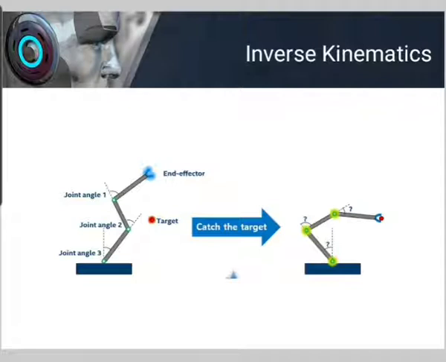Inverse kinematics. In computer animation and robotics, inverse kinematics is the mathematical process of calculating the variable joint parameters which are needed to place the end of a kinematic chain, such as a robot manipulator or animation character skeleton, in a given position and orientation relative to the start of the chain.